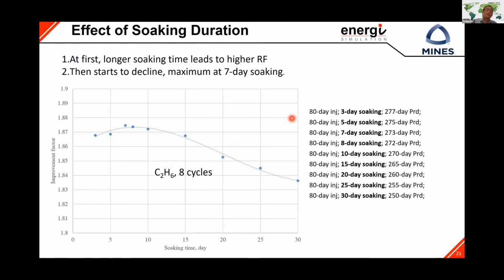Then the last sensitivity analysis is relative to the soaking period. How long we soak? You see here the optimal is about 10 days, like a week or 10 days, not very long. So this gives us some idea of how to use a numerical model to design huff-puff operation for natural gas huff-puff EOR for tight reservoirs.